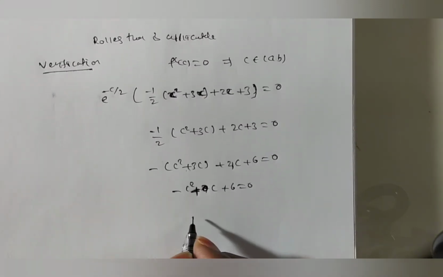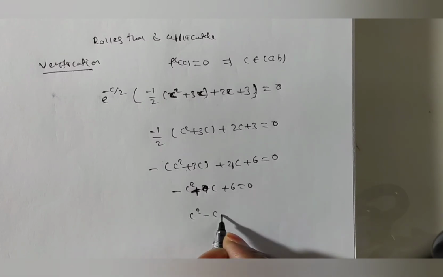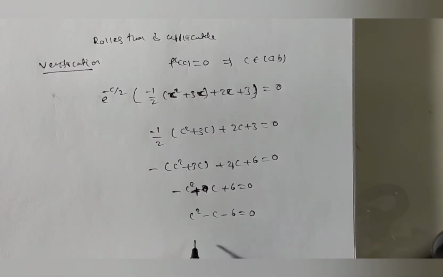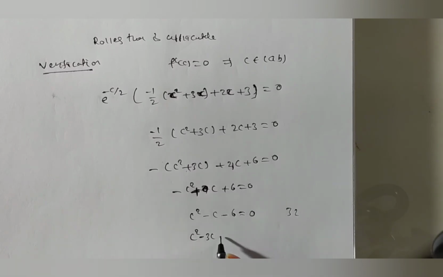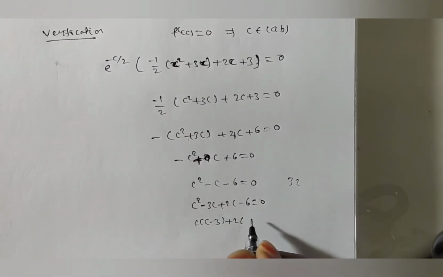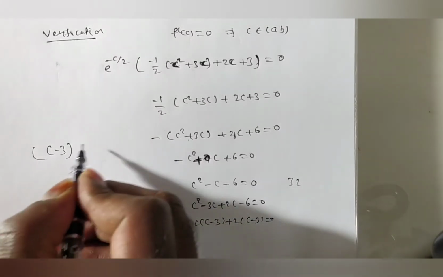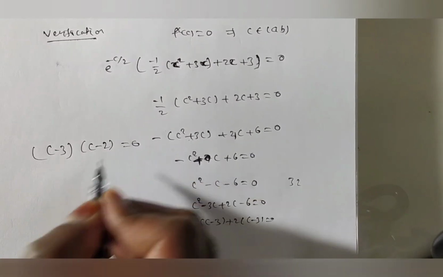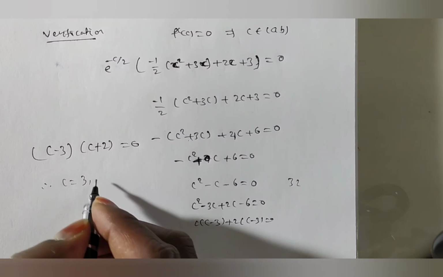So on simplifying you can write c square minus c minus 6 is equal to 0. If you simplify this one, c square, 6 factors are 3, 2, but minus is there, right? So you can also write c square minus 3c plus 2c minus 6 is equal to 0. From this you can take c common, so c minus 3, and from this you can take 2 common, then c minus 3 is equal to 0. So you can also write this as the product c minus 3 into c plus 2 is equal to 0. Therefore c is equal to 3 comma minus 2.